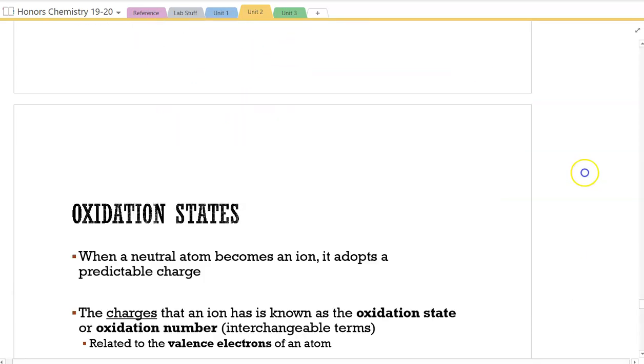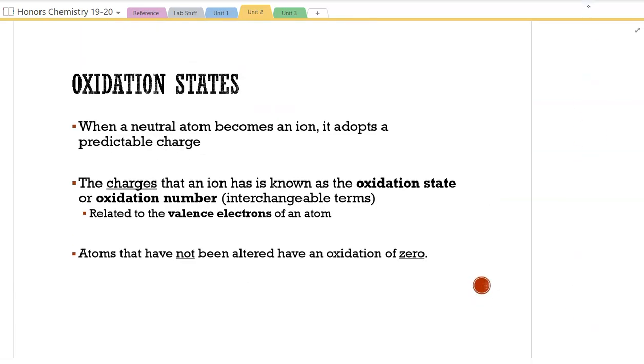S2 minus. So as you can see there, we kind of had a bit of a predictive ability to say, hey, these atoms or these elements are going to gain or lose a certain number of electrons. And that's what oxidation states basically are. So when a neutral atom becomes an ion, it adopts a very predictable charge. These charges are predictable charges, and we just collectively call them oxidation state, or we call them oxidation number. Now, technically, they're not exactly the same, but for all intents and purposes, what we're going to do here, they're going to be considered the same.